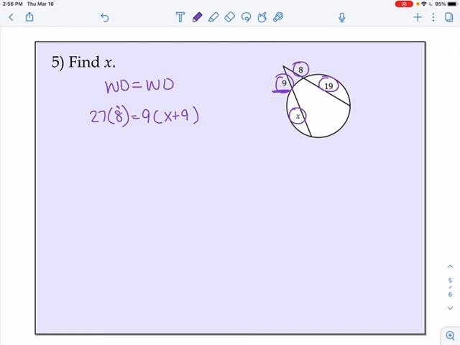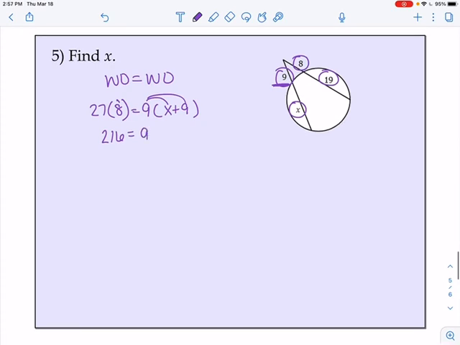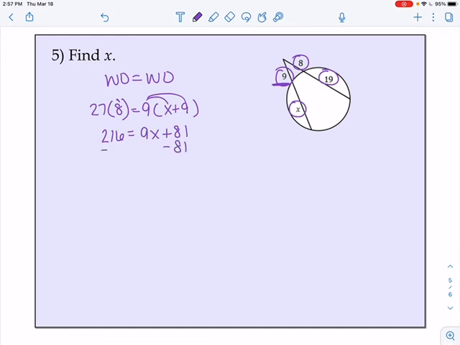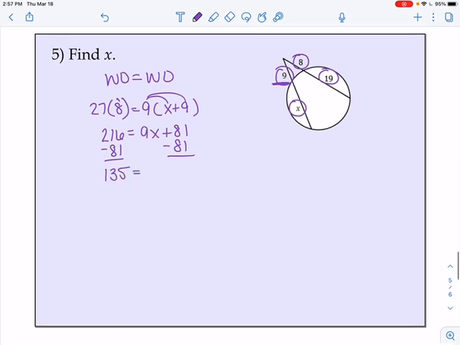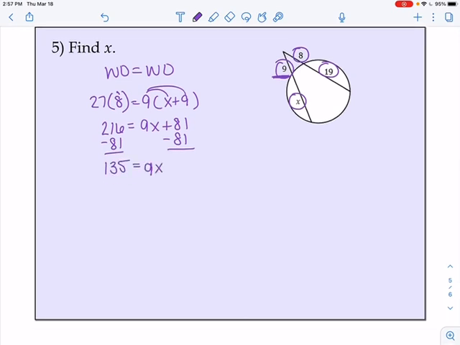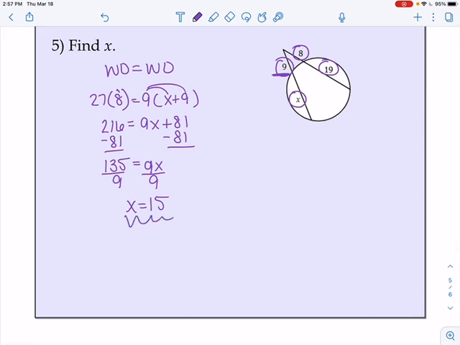First thing I'll do is multiply 27 times 8. That will give me an answer of 216. And on the right, we're going to distribute that 9. 9 times x is 9x, and 9 times 9 is 81. The opposite of adding 81 is subtracting 81. And you'll have 135 equals 9x. And then the opposite of multiplying by 9 is to divide by 9. And when you divide by 9, you should get an answer of 15 there. So x is going to be 15. Again, just go back, make sure you found what they were looking for. They only asked you to find x. You found it. You're done.